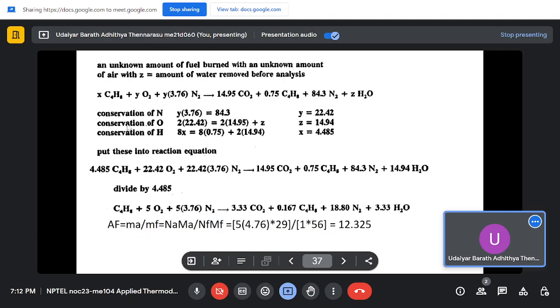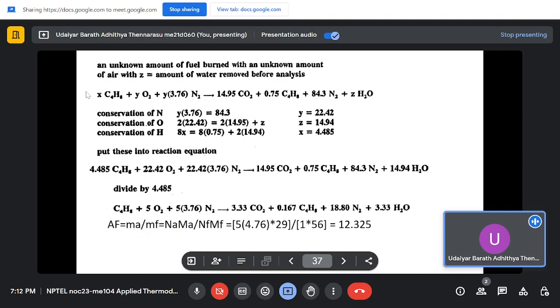So next we are doing a conservation of oxygen. Now we have calculated y, so 2 into 22.42 will be equal to 14.95 into 2 plus there is water, z plus z. Simplifying it, we get the amount of moles of water present is 14.94. So we have calculated z.